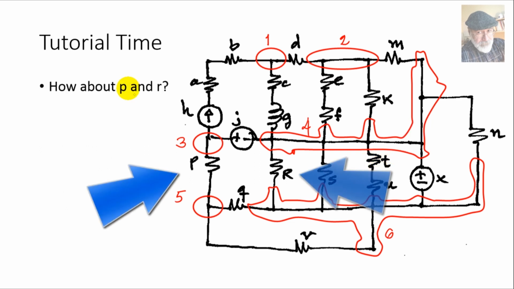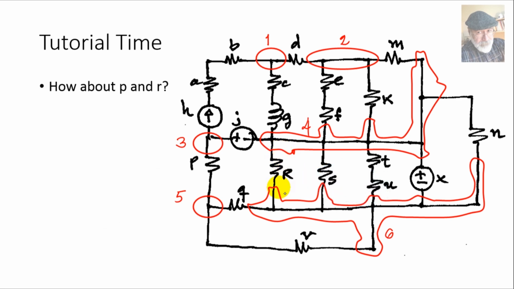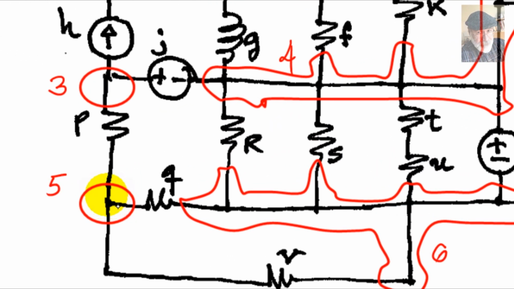How about P and R? Where is P? This one. And this is R. Are they in parallel? They are in atomic branches, right? P is in an atomic branch. R is an atomic branch. That is the first condition. But those two branches must also share the same two true nodes. This P is between nodes 3 and 5, and this R is between nodes 4 and 6. So they do not share nodes. They fail the second condition. They are not in parallel.